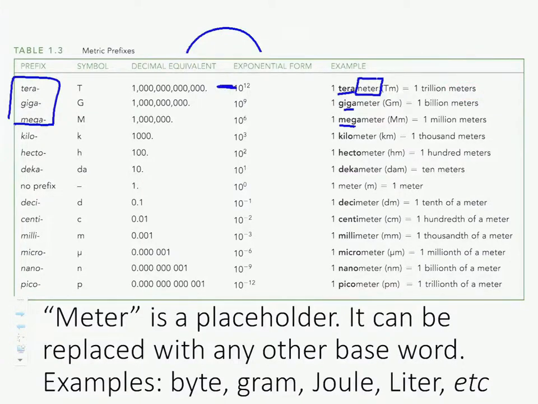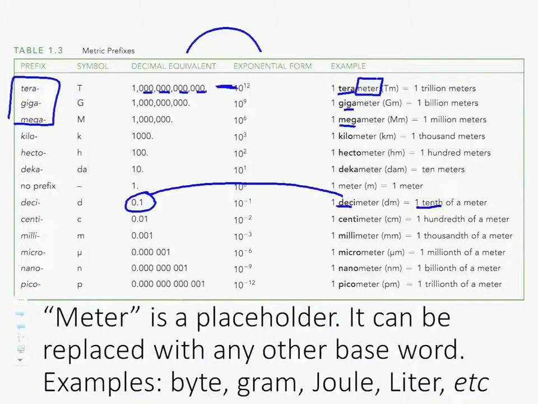10 to the 12th, in exponential form, can be represented as 1 with, count them, 3, 6, 9, 12 zeros after it. Whereas our terameter, the word tera, literally means what you see here in the decimal equivalent, a trillion. Whereas if you look at, say, deci, deci is the same thing as a tenth.